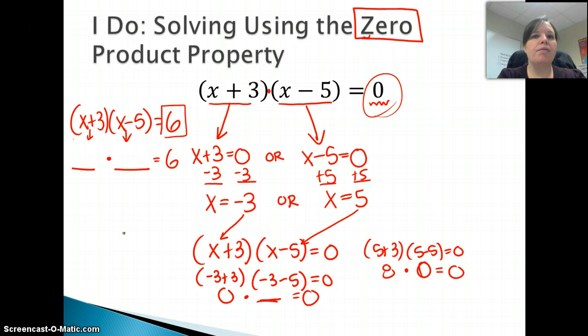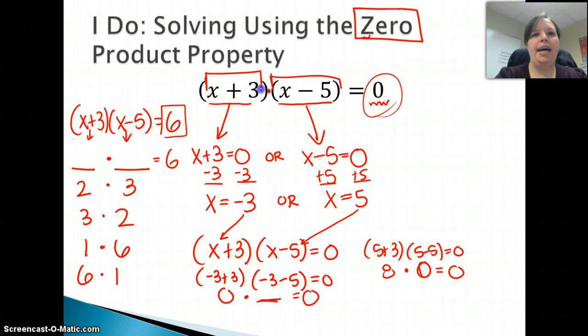The problem is we could fill in those blanks with lots of different things. It could be 2 times 3, it could be 3 times 2, it could be 1 times 6, 6 times 1. It could be fractions, 1/2 times 12. It's really essential that we use 0 because it's the only way we can really narrow down that one of those values has to be 0, that one of these quantities in the parentheses has to equal 0.